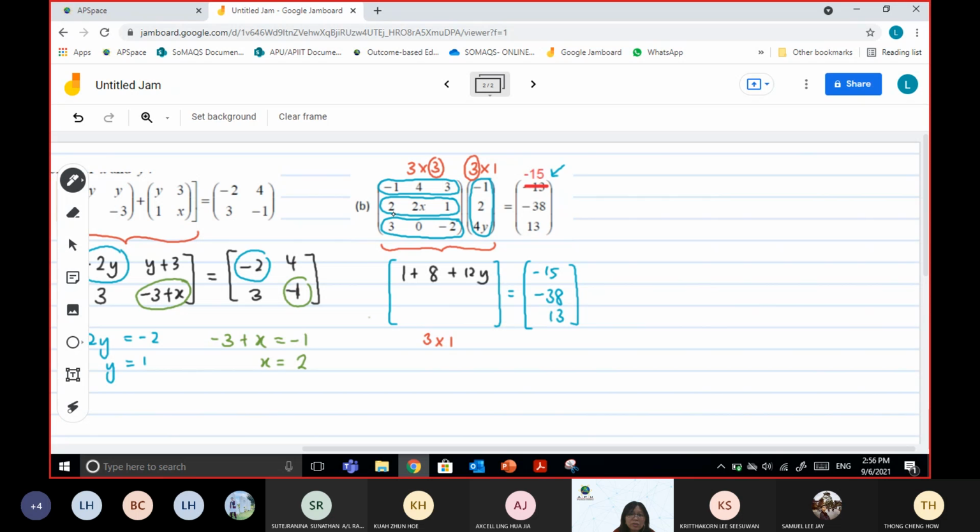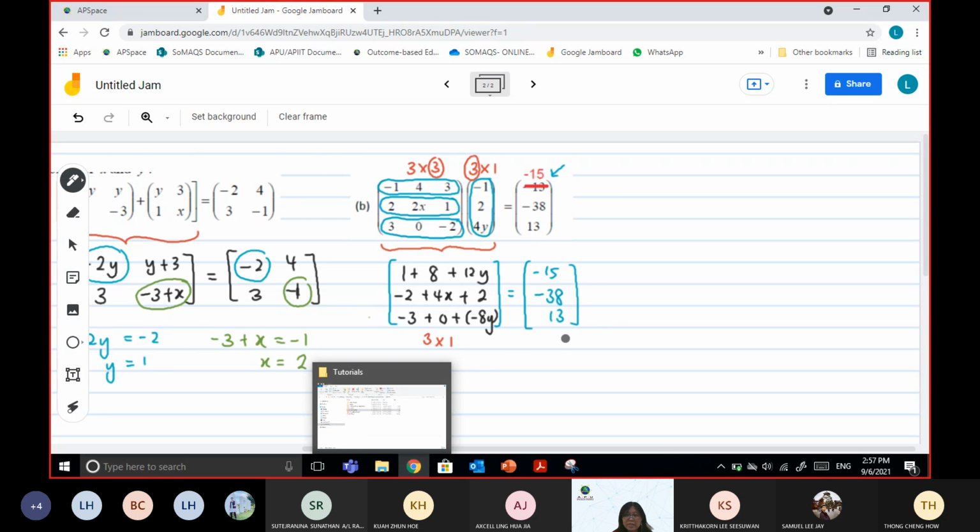Okay, then second row, 2 times negative 1, negative 2. 2x times 2 is a 4x. Then plus 1 times 2 is 2. Okay, then last row will be 3 times negative 1, negative 3. Then plus 0. Then plus negative 2 times 4y, which is a negative 8y. Okay, negative 8y. So next we need to simplify this.